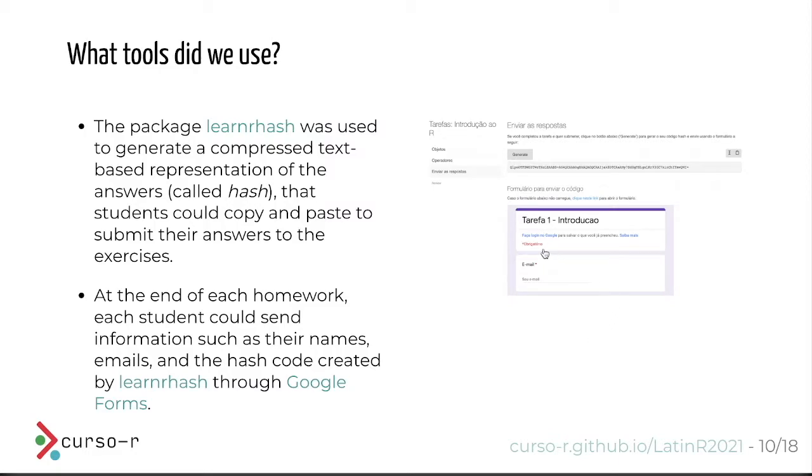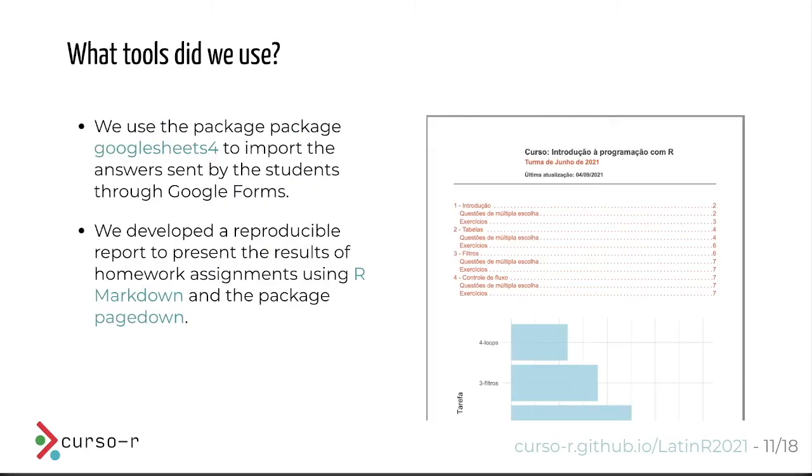And we also added in the end of each homework a Google Form where people could add their names, their emails, and the hash generated by learnrhash with their answers, so we could see what the students answered in each question. We used the package googlesheets4 to import their answers sent by the students through Google Forms, and we also developed a reproducible report to present the results of the homework assignments using R Markdown and the package pagedown.